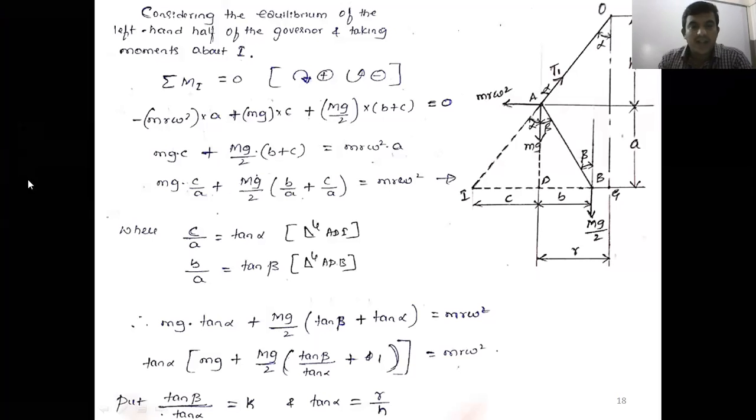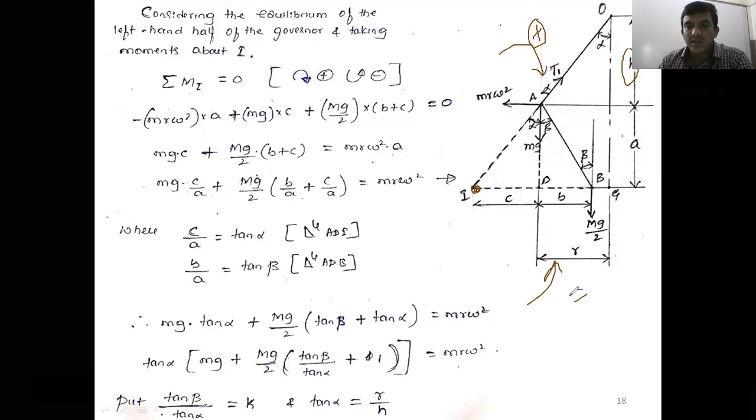Now, how do you determine this height of the governor H? Once you determine H, then you can easily determine the speed of the governor. Or once you determine the speed of the governor, then you can determine the height of the governor. How do you determine it here? Now, considering the equilibrium equation, considering the equilibrium of the left half of the governor by taking moments about I. Whenever the vector sum of all the moments about an arbitrary point I equals 0, now what I will do, we take the sign convention: clockwise moments are positive, and counterclockwise moments are negative.